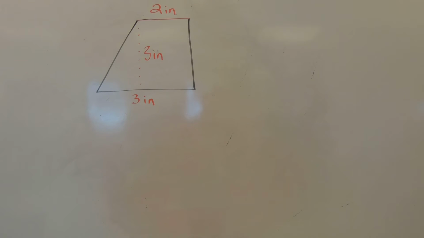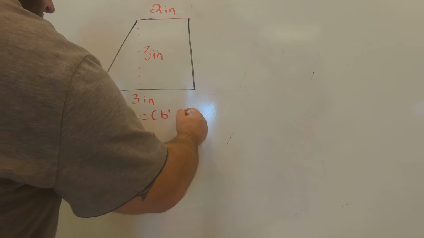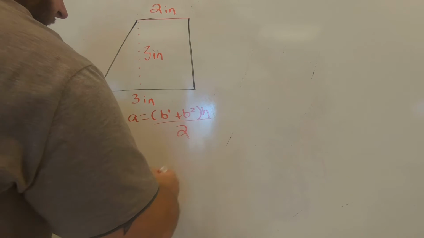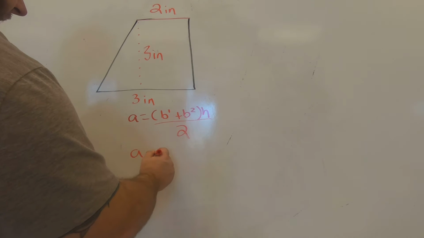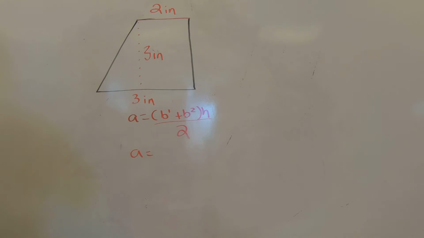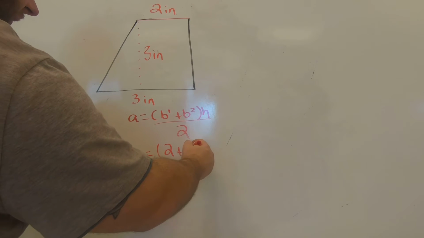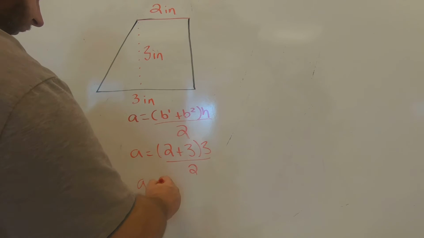So let's use our formula, which is the formula we use whenever we're trying to find area of a trapezoid, and that is area equals base 1 plus base 2 times the height divided by 2. Remember, because the bases are different lengths, we can't just do base times height. We need to average the bases out by adding them together, multiplying by the height, and then dividing by 2. So it doesn't matter which one you choose as base 1 and 2 because you can add them in any order you want. Let's say base 1 is 2, base 2 is 3, the height is 3, and we divide by 2. Now we have some really easy numbers to work with here.